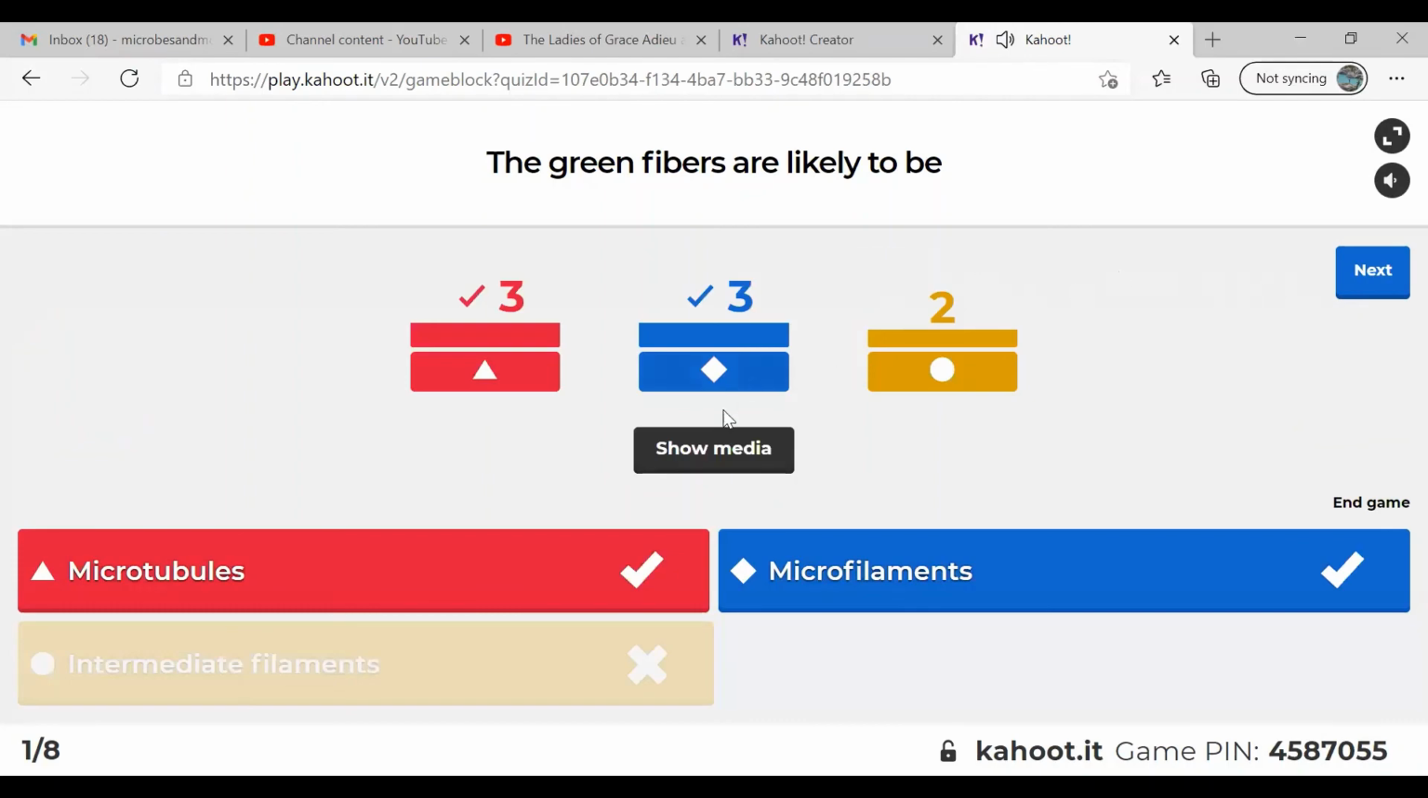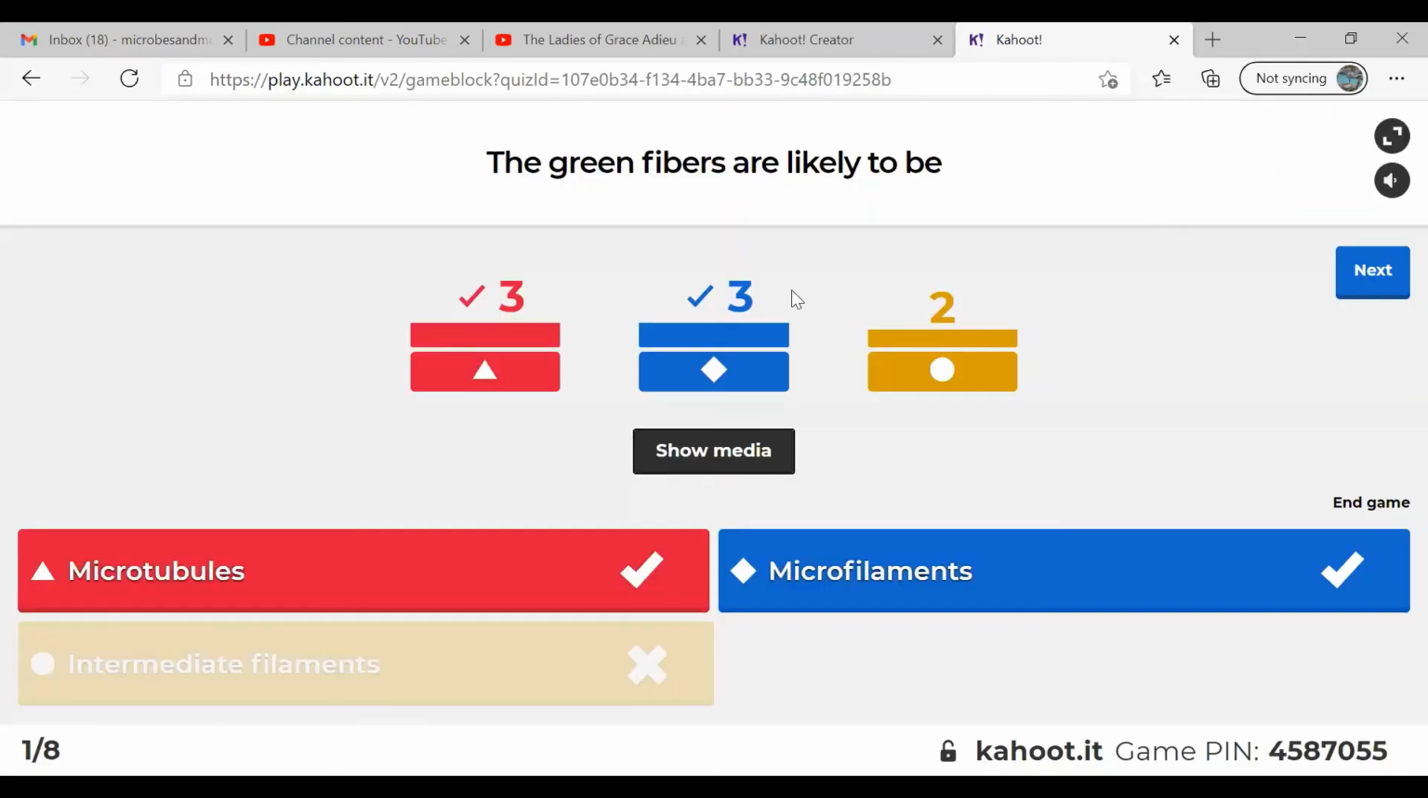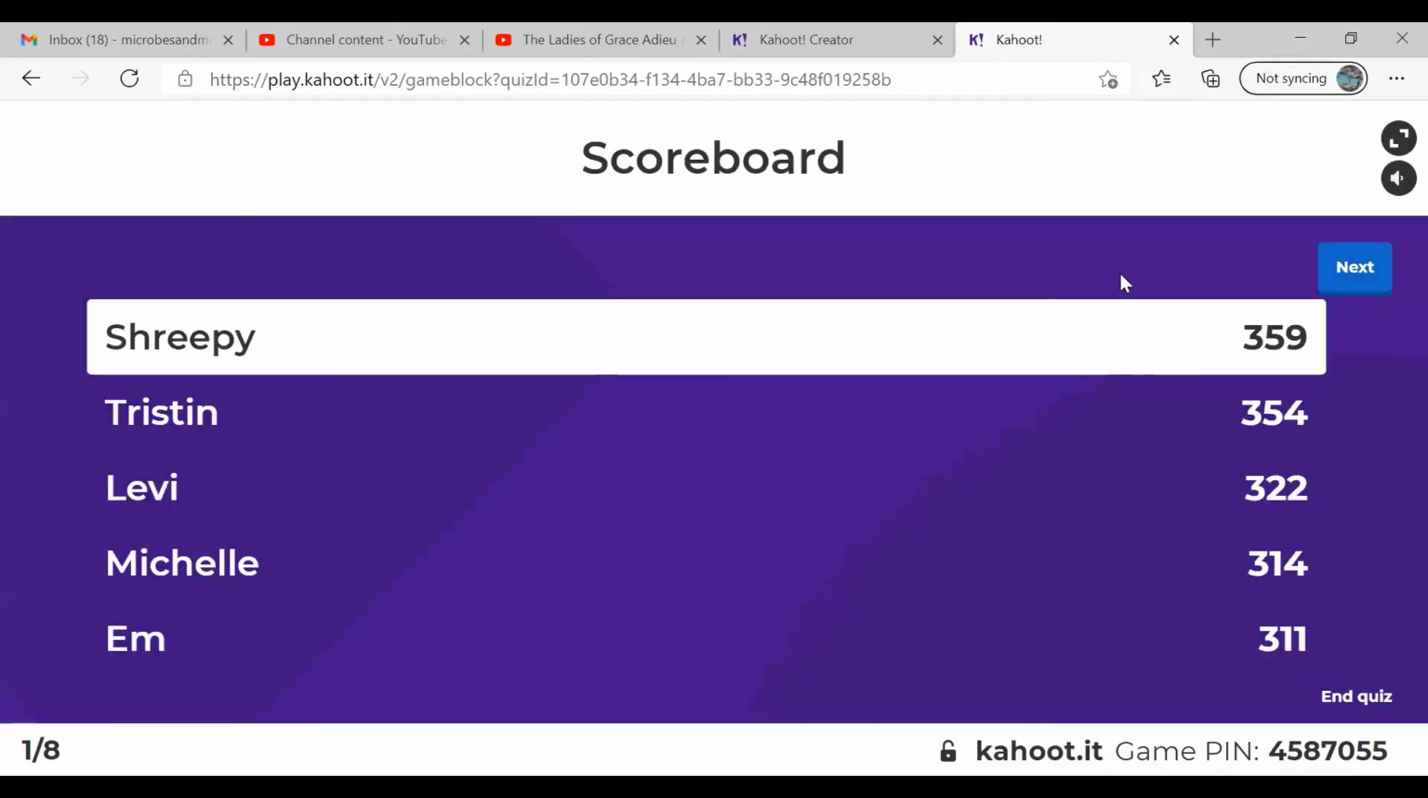Okay, that was a quick one. Let's show the media. This is in the middle of the cytoplasm, so these are microtubules. Remember, the edge is going to be microfilaments, and the blue stuff in the nucleus is going to be intermediate filaments. So the correct answer is microtubules, moving around vesicles and spindle fibers and things like that. Good job, Shreepy.